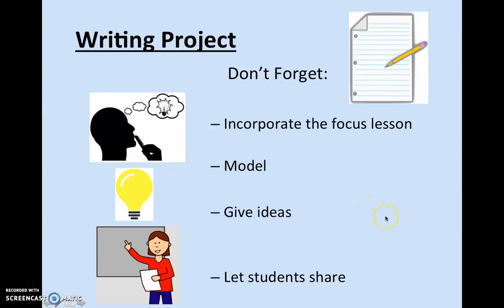Now, because my students are struggling readers and often have a difficult time with their spelling, I try to stop them frequently and let them share. One, because then I know what they write. And two, because then it's fresh in their minds and they can read what they've written. If we come back to it a couple days later, they might not be able to read what they've written, which is okay because they were writing it.